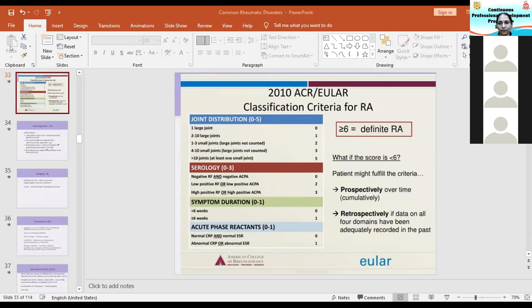Thank you, ma'am. One more question from Dr. Manjula. What are the new aspects in rehabilitation of patients in Sri Lanka?